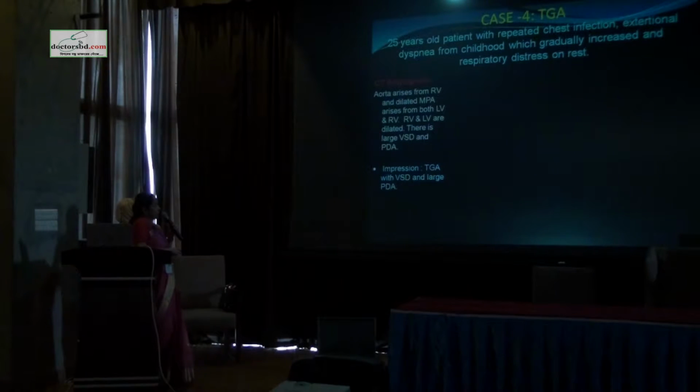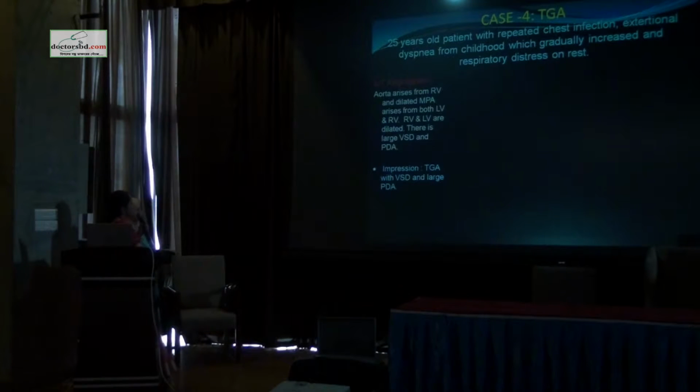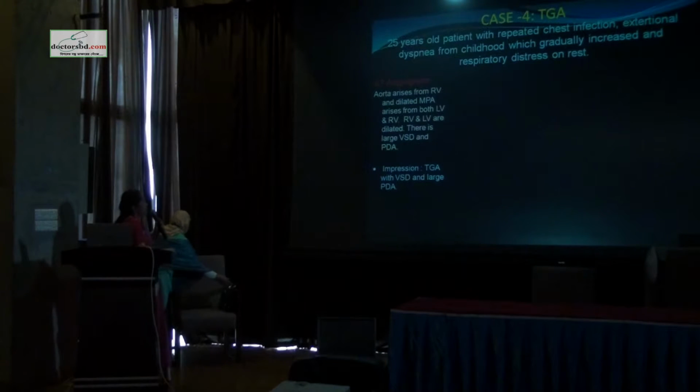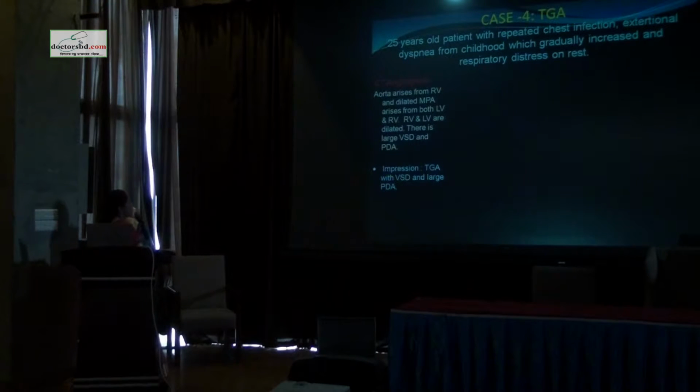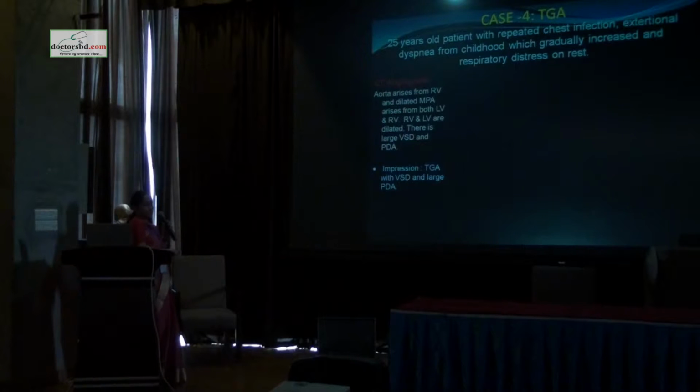This is a case of TGA, that is transposition of great arteries. This 25-year-old patient came with repeated chest infections and exertional dyspnea from childhood, which gradually increased, and had respiratory distress at rest. A preoperative CT angiogram was done.